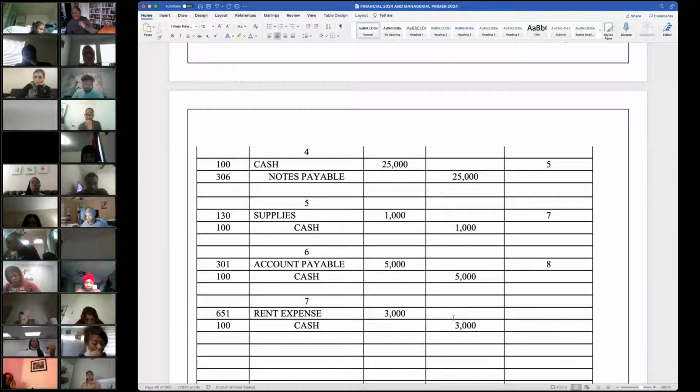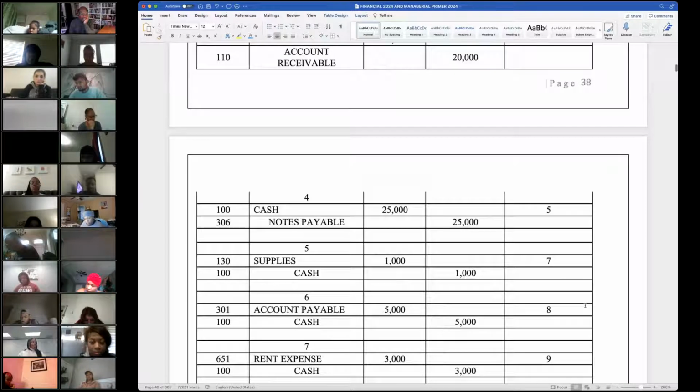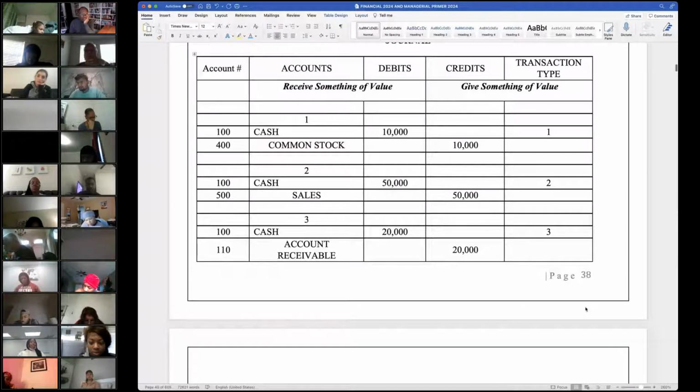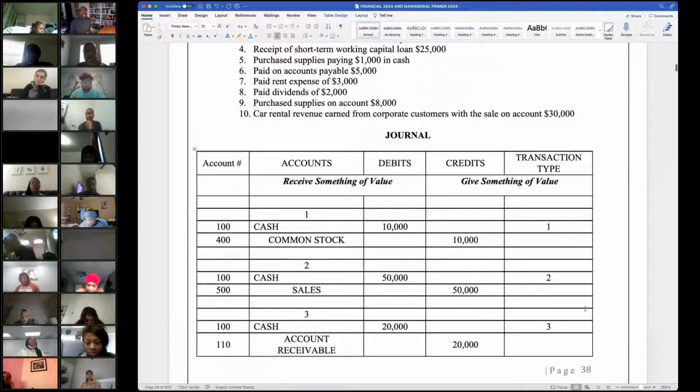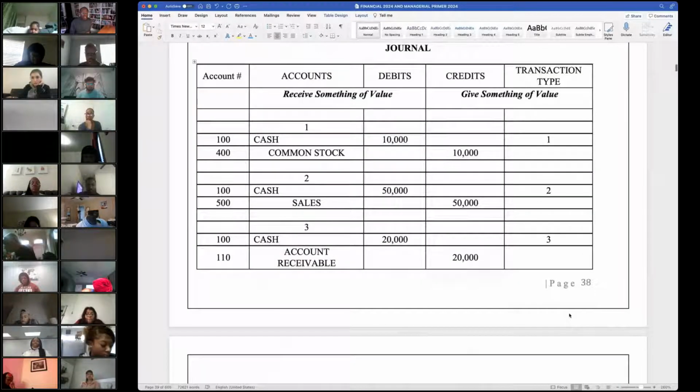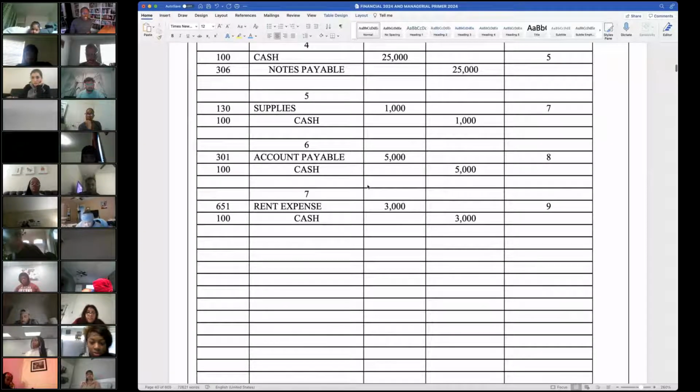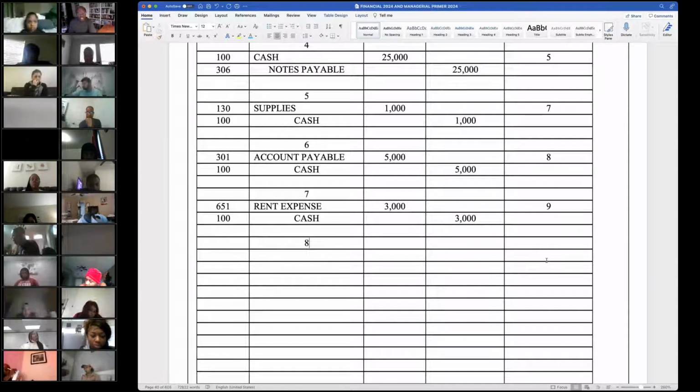What was our type? We never did say that. Type 9. So when you pay an expense, it's a type 9. Let's go on to 8. We paid dividends. What's our type when we pay dividends? Type 10. If the question is rent expense, the type was 9, but as we come to dividends, it's the type 10.